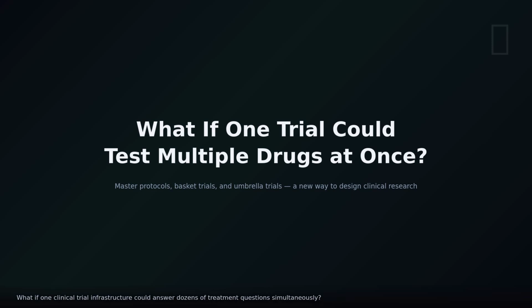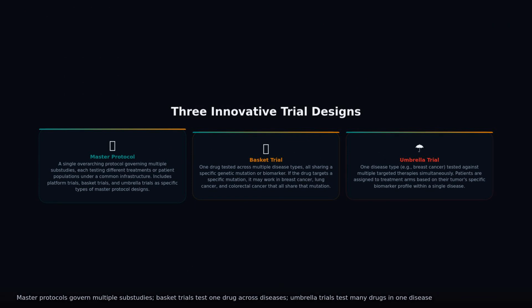Basket trials test one drug across multiple diseases that share a common genetic marker. Umbrella trials test multiple drugs against a single disease. And platform trials are open-ended master protocols where treatments can enter and leave over time. Together, these designs are transforming how we evaluate new therapies. Let us clarify the three designs.